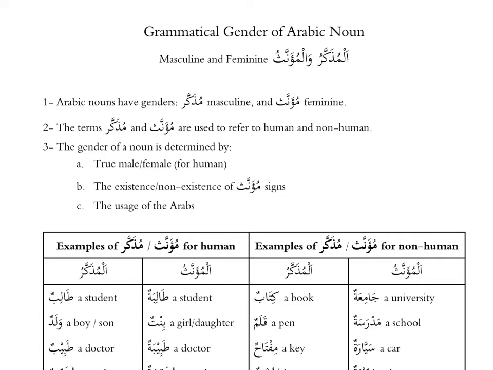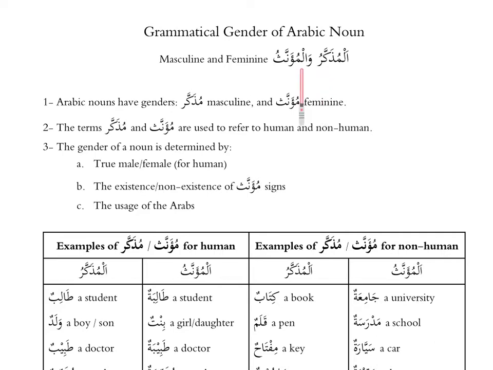Bismillahirrahmanirrahim. In this lesson, we are going to talk about an important concept in Arabic nouns, that they have gender. The gender here is referring to grammatical gender. So we have two terms. The first term is al-mudhakkar, or you can just say mudhakkar. Mudhakkar is referring to a masculine word.